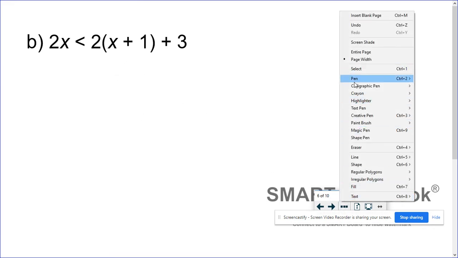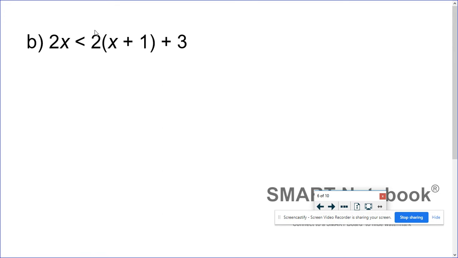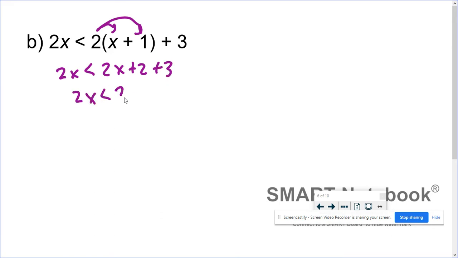Let's take a look at this one. Distribute the 2. You get 2x is less than 2x plus 2 plus 3. Combine the 2 and the 3, you get 2x is less than 2x plus 5. Subtract 2x from both sides, and you get 0 is less than 5. All the variables are gone. That is a true statement, and that means it's infinite solutions.